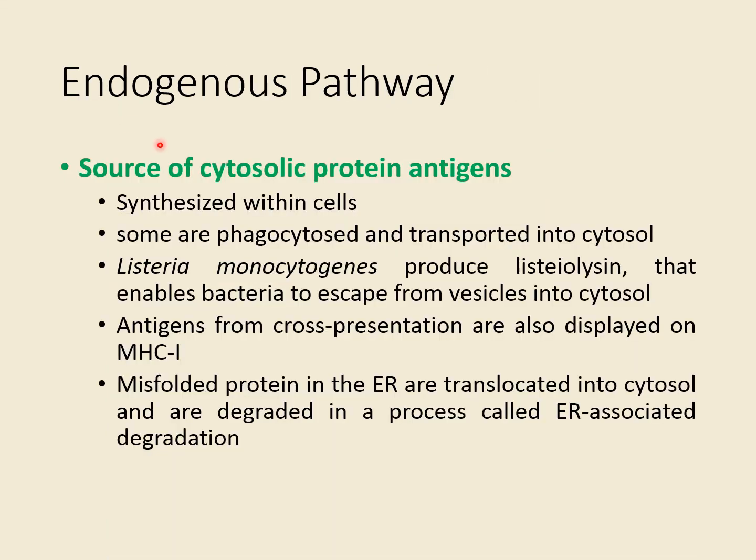Now let us discuss each of these pathways in detail. First is the endogenous pathway of antigen processing, or MHC class 1 pathway. The source of the proteins presented by this pathway is cytosolic in origin. That is, they are synthesized within the cell, and in some cases they may be phagocytosed and transported into the cytosol. And there are some bacteria which have the ability to escape the vesicles and move into the cytosol and result in cross presentation, as in the case of Listeria monocytogenes.